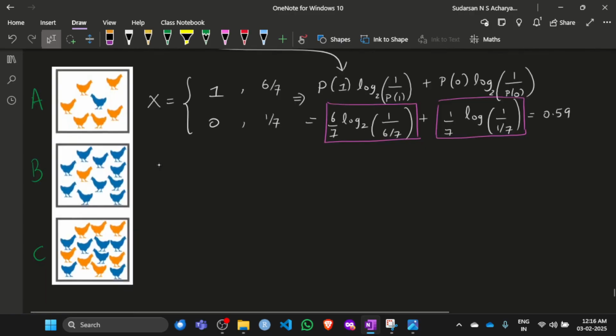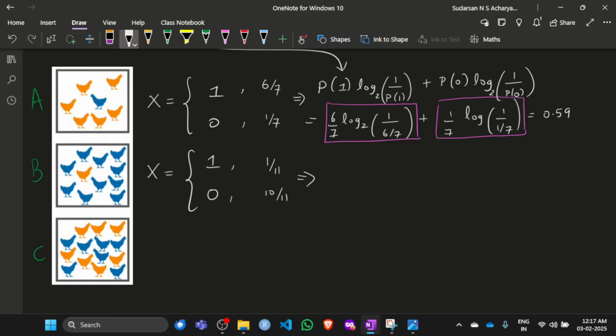Let's calculate the entropy associated with box B. In this case, I'm going to write down the same thing: 1 is going to be orange and 0 is going to be blue. But in box B, the probability of picking an orange chicken is very small. It's 1 over 11, whereas the probability of picking a blue chicken is pretty high. There are 10 out of 11 chickens that are blue.